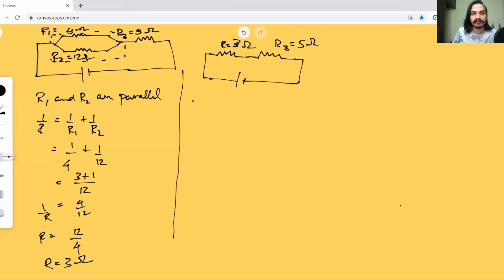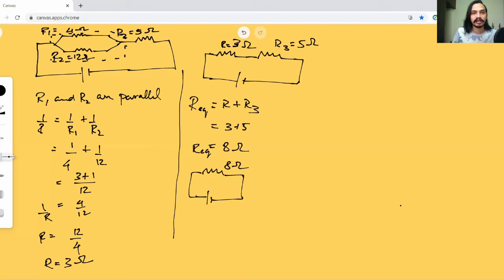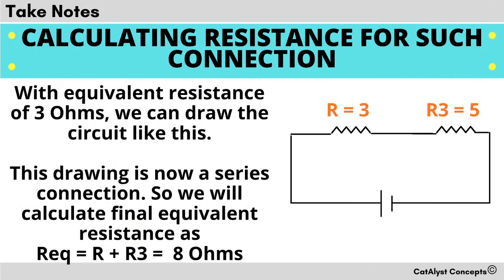So now I can find R equivalent as R plus R3, which is 3 plus 5 equals 8 ohms. So the total equivalent resistance for this original circuit is 8 ohms. That is how we can find it. If you want, you can make a simplified diagram like this also. It's not really necessary, but the point is to know that the total resistance for this circuit will be 8 ohms.